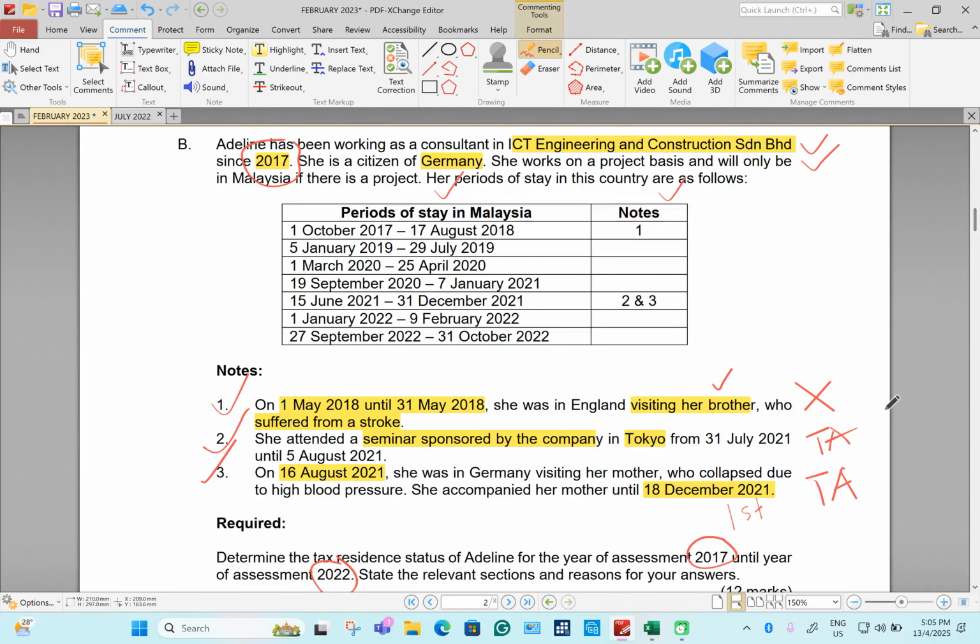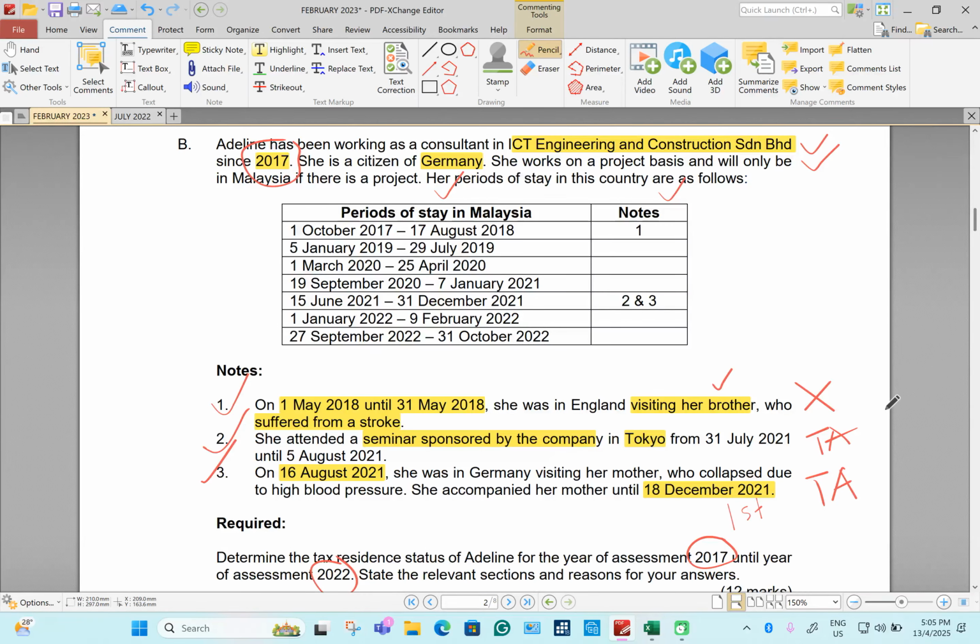Alright? Okay, before that, guys, let me explain about note number 1. So note number 1, visiting her brother who suffered from stroke. Whenever you see the word stroke, you know that this is ill health, isn't it? Somebody is sick. But remember, guys, under TA, there are 3 categories. So if you cannot try category number 1, related to her work matter, or category number 2, ill health, you can try category number 3, social visit. Social visit, it doesn't matter whatever the reason, you go overseas.